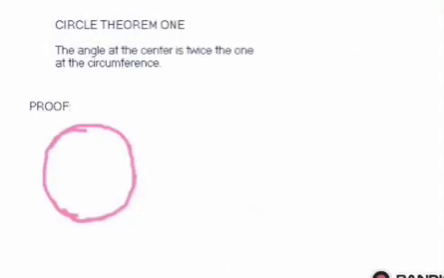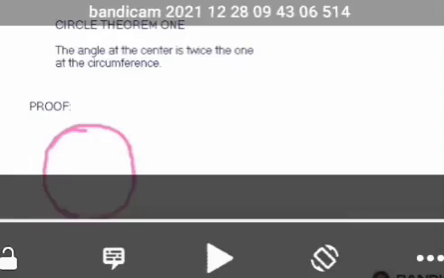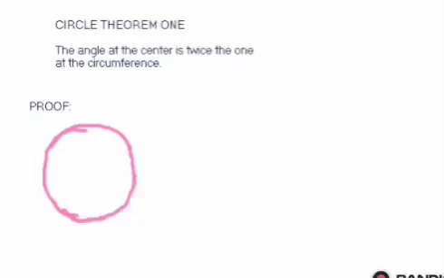Okay, we're looking at circle theorem 1. Circle theorem 1: the angle at the center is twice the one at the circumference. So we want to look at this theorem and prove it.